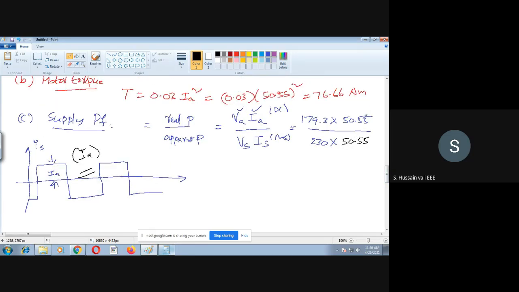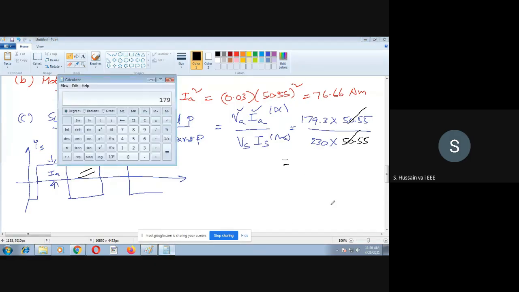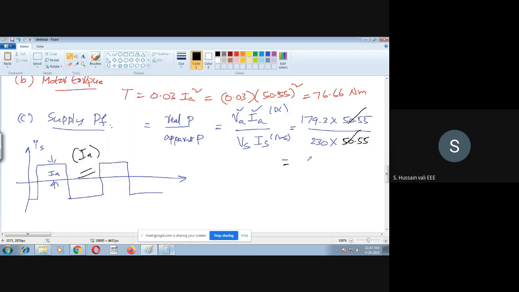So what is IA here? 50.55. Then this 50.55 will get cancelled. Then it is 179.3 divided by 230. So we'll do this, 179.3 divided by 230. So 0.779 lagging, because this is the lagging power factor. So that's it. This is the solution for this problem.